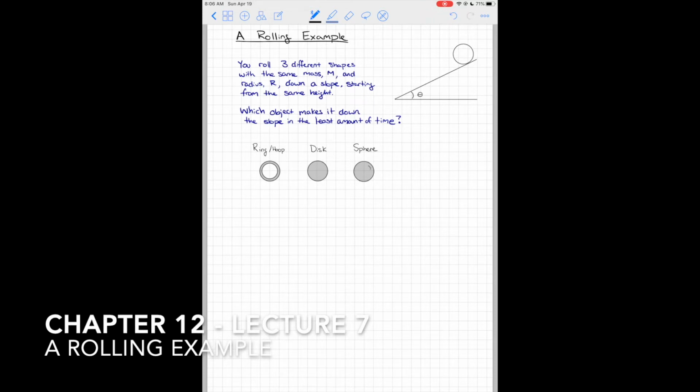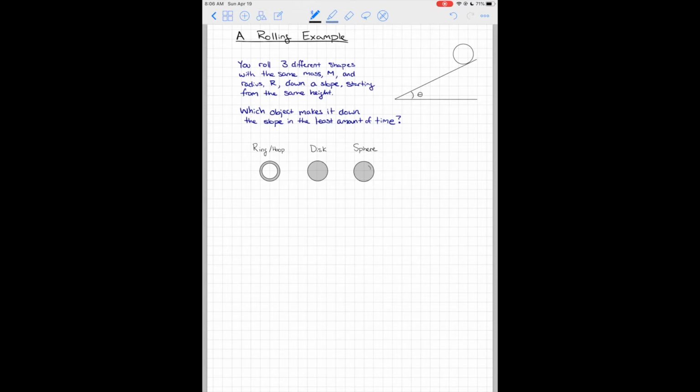So we're doing a rolling example, and we have a problem. You roll three different shapes with the same mass m and radius r down a slope, starting from the same height. Which object makes it down the slope in the least amount of time? Another way of saying, which object makes it down fastest or first? Our three objects are a ring or a hoop, where all of the mass is concentrated on the outer rim of this shape, a solid disc, and a sphere.